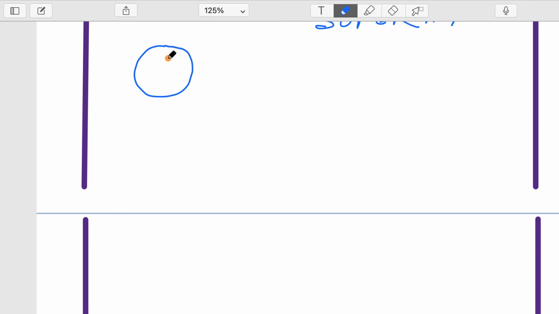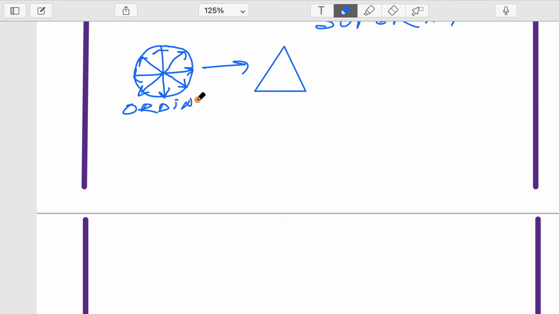Okay. So this is the ordinary light. In this one, in all the directions, the light travels and spreads. So when you put a Nicol prism, it is ordinary light, so it passes through this Nicol prism.